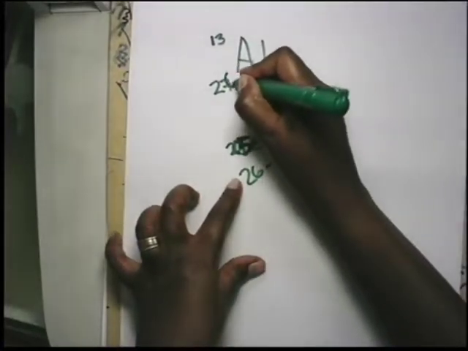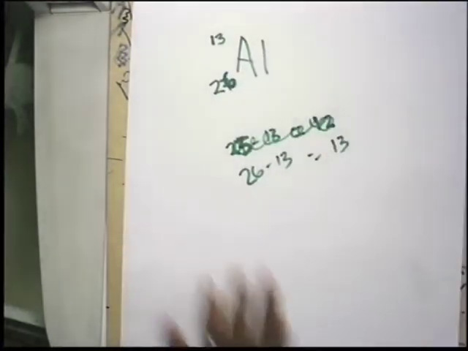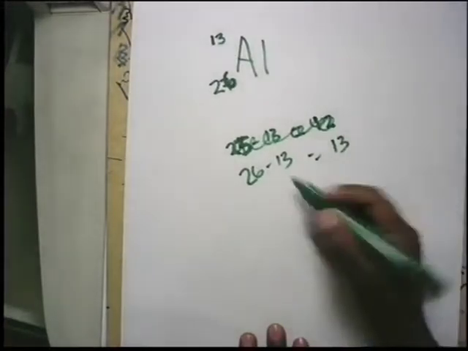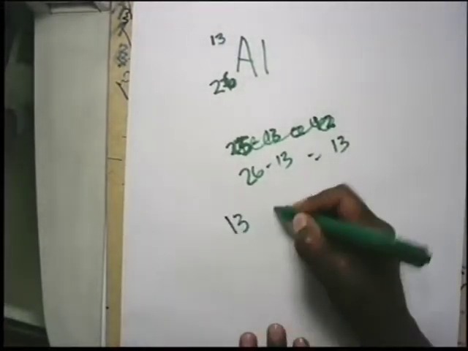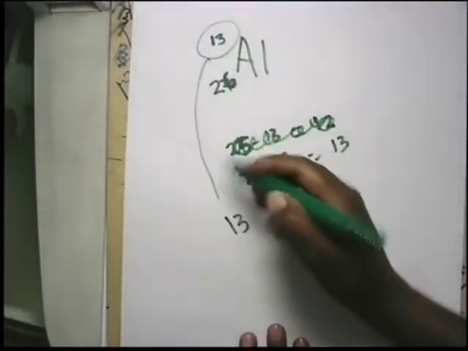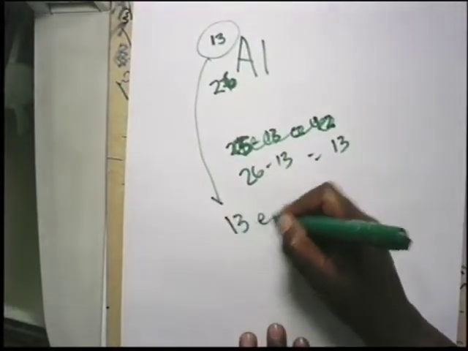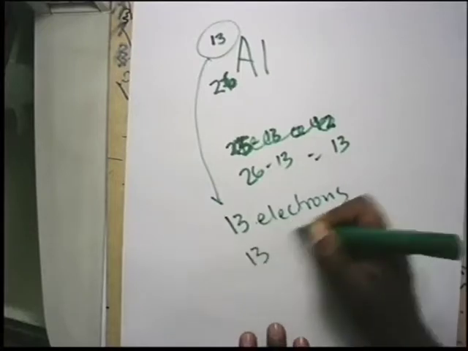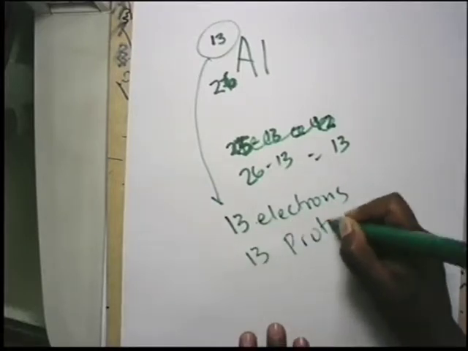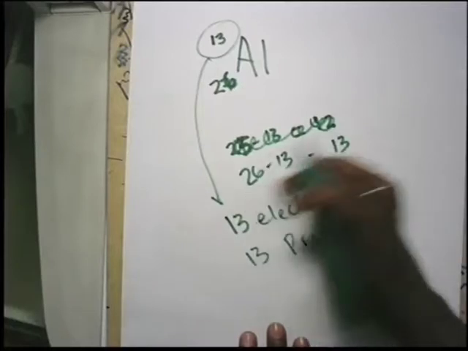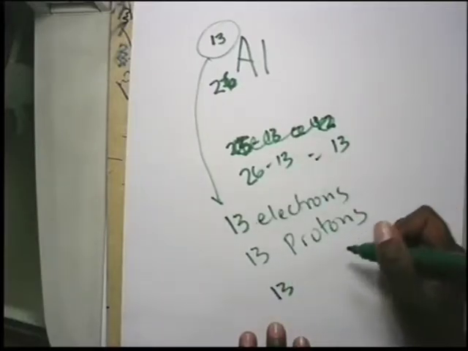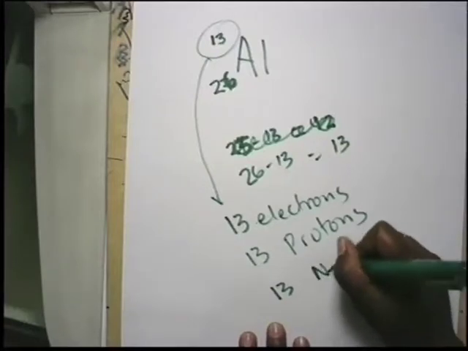Let's say here it is 26. Now 26 minus 13 is 13. So we know there is 13. This 13 means 13 electrons, 13 protons, and when we subtract in the nucleus, then there are also 13 neutrons.